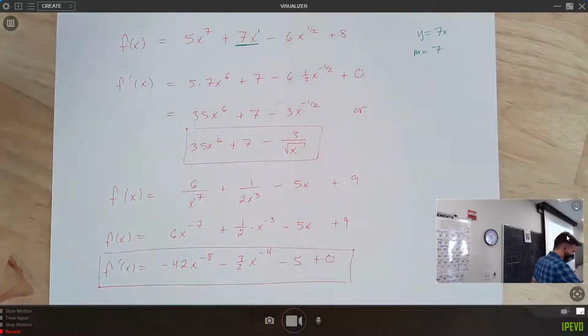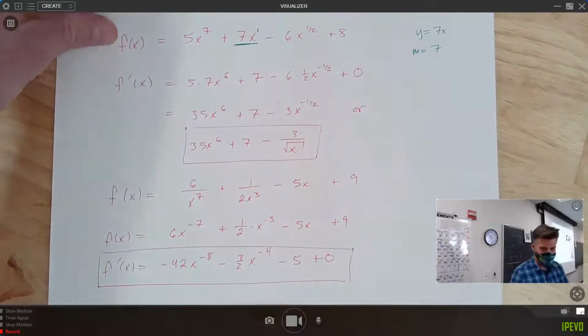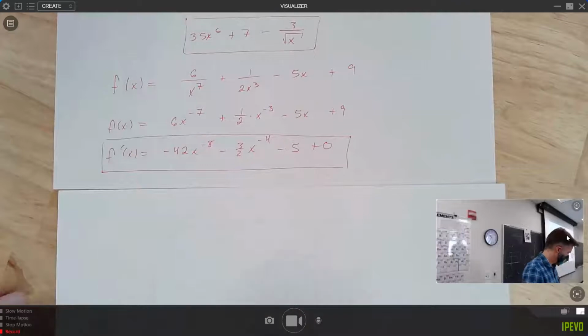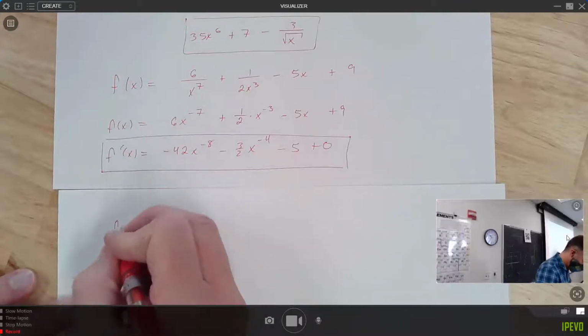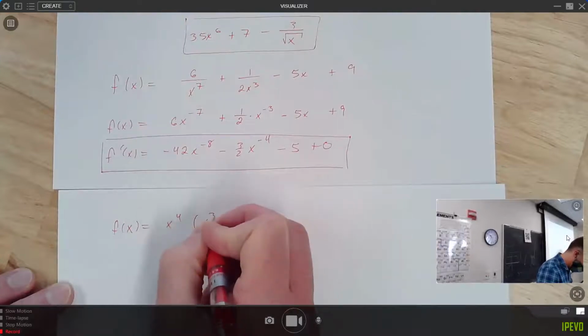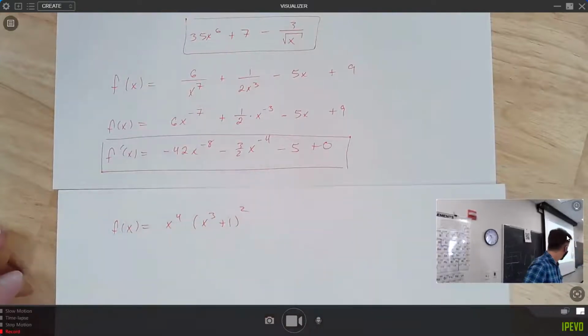Let's do a couple more. We can make it a little more complicated. So we have something like this. Our function was x to the 4th times x cubed plus 1 squared. If we have the chain rule and or the product rule, we could totally use those, but we're pretending like we don't, or we actually don't. So what are we going to do? Well, we're going to multiply it out.